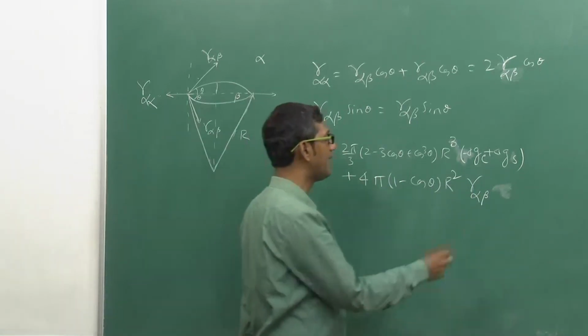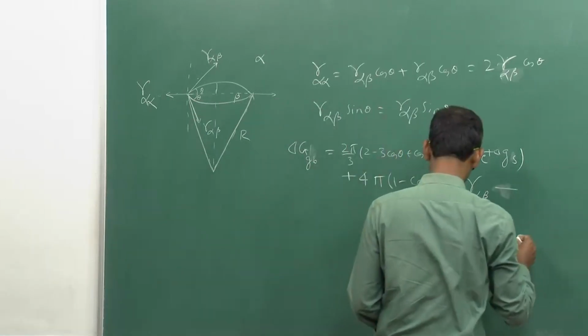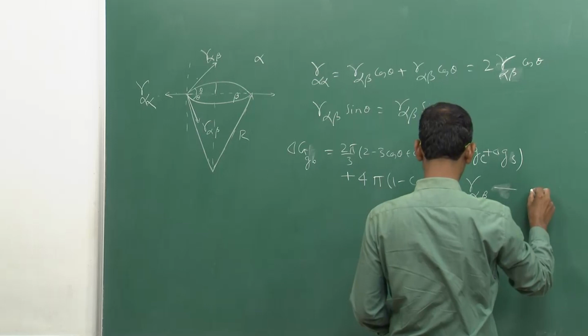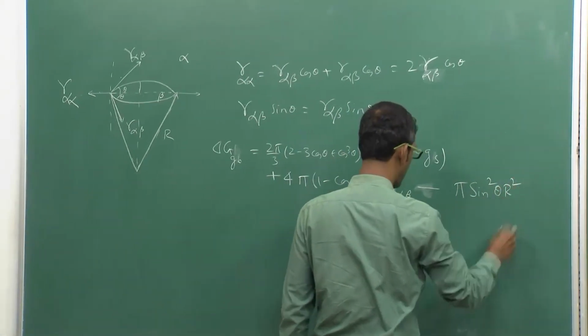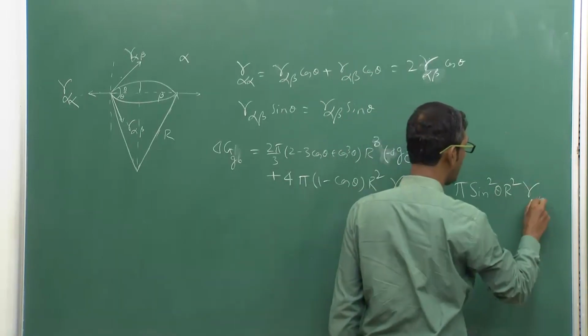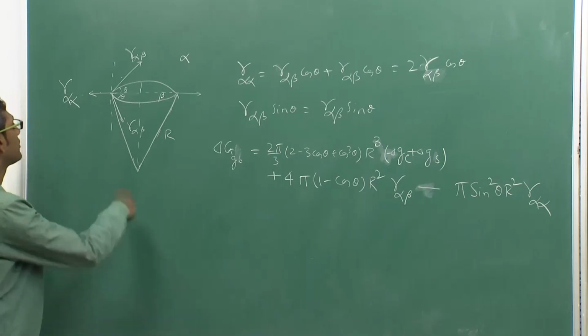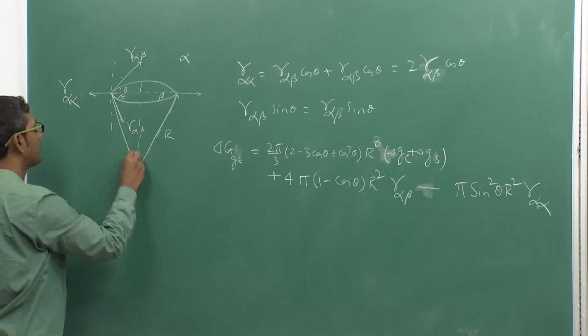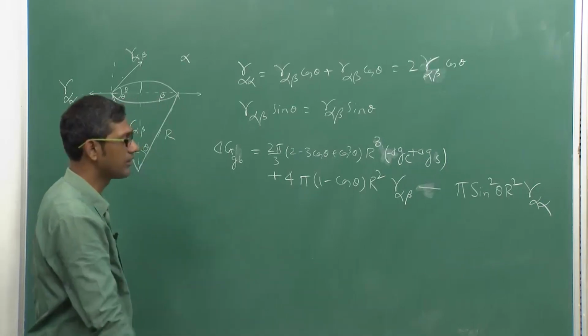So what is the energy gain? The energy gain is because of this boundary which has got completely balanced. That's equal to pi sine square theta r square multiplied by gamma alpha alpha. Okay, that sine square is basically coming because of this angle. These angles are also theta, remember. Okay, so now we can actually do all the things.